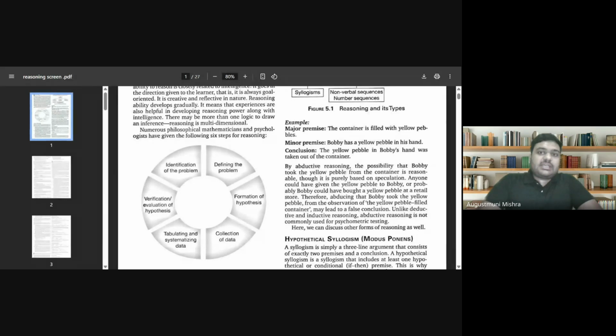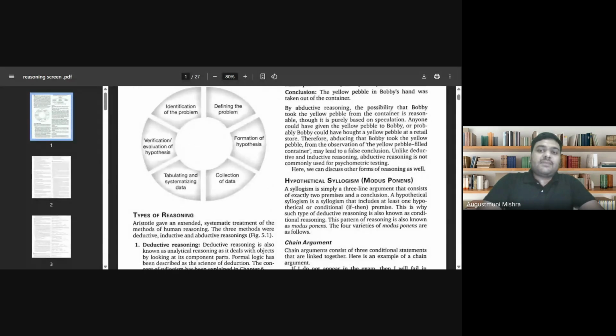For example, major premise: the container is filled with yellow pebbles. Minor premise: Bobby has yellow pebbles in his hand. Now what will be the conclusion? Understanding both the major and the minor premise, what are you going to say? The yellow pebbles in Bobby's hand were taken out of the container. That's very easy to connect both these statements. The first statement says the container is full of yellow pebbles, and the other says Bobby has those particular pebbles in his hand. So what connects both statements is that yes, the yellow pebbles in Bobby's hand were taken out of the container. I think it is very easy to see the connection between the two statements.